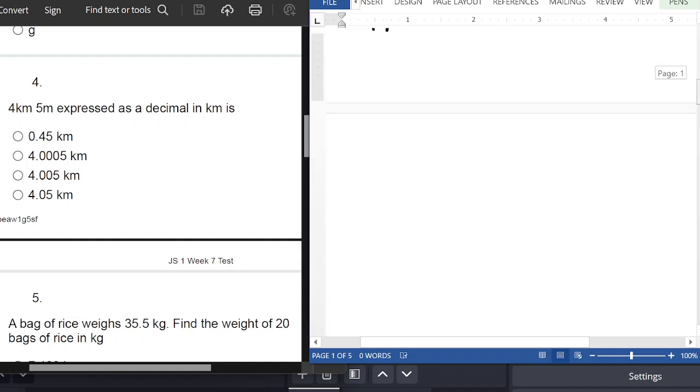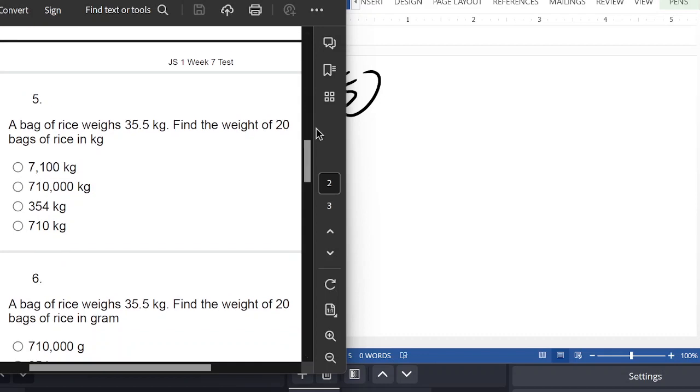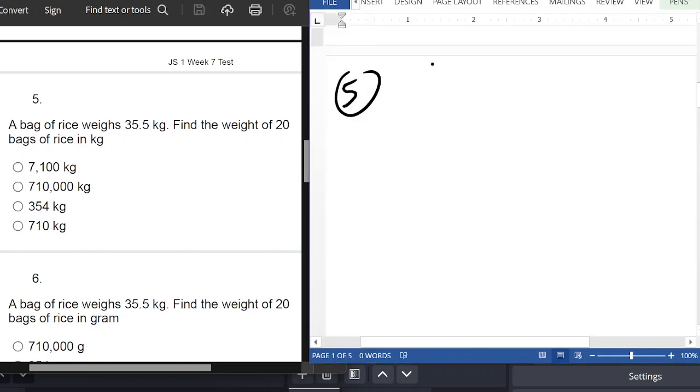For question number 5 now, we have a bag of rice that weighs 35.5 kilograms. Find the weight of 20 bags of rice in kilograms. Since a bag is 35.5 kilograms, that means we're going to multiply it by 20 bags of rice. So that means we're going to have 35.5 kilograms multiplied by 20.